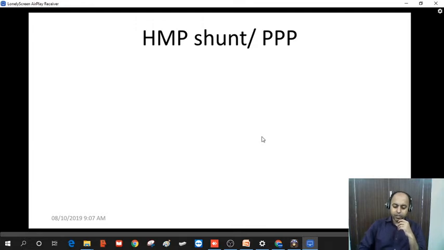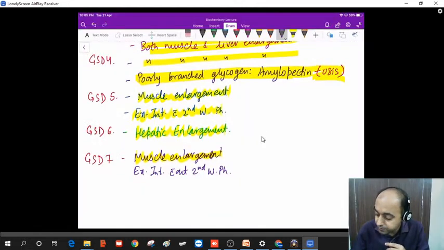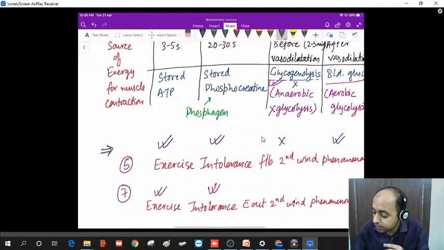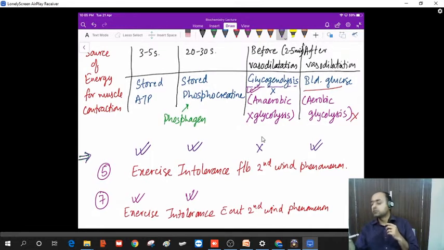Second wind phenomena, repeat. Okay, so I'll quickly mention the second wind phenomena again. In simple terms, initially you want to do some activity, but you're not able to do it, but after some time you again feel energized and you are able to do the activity again. This is called the second wind phenomena.